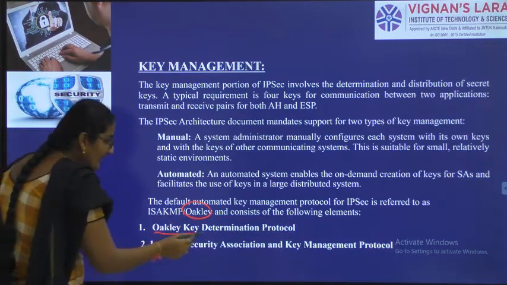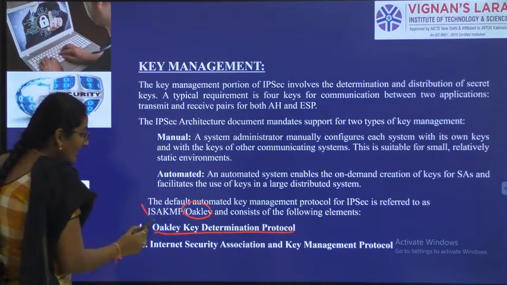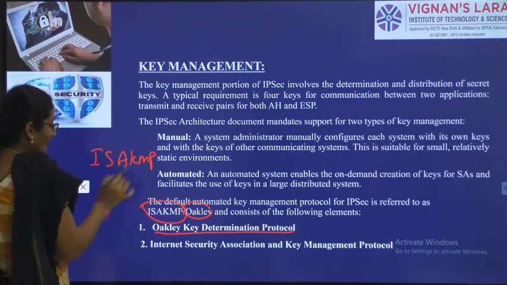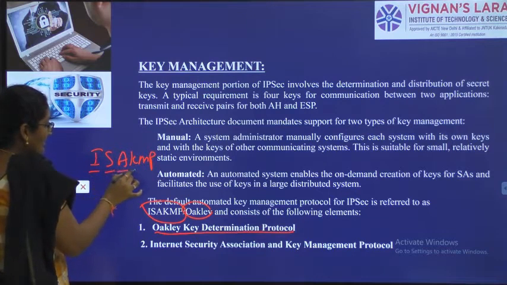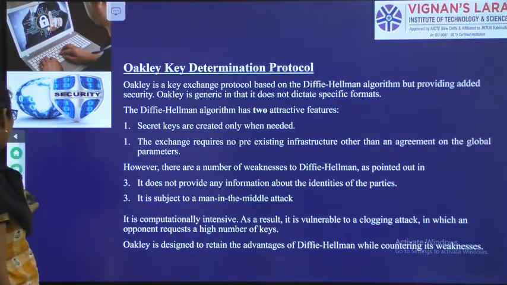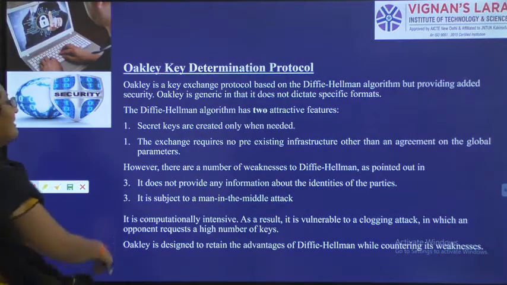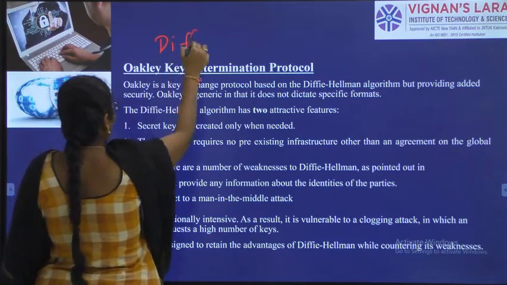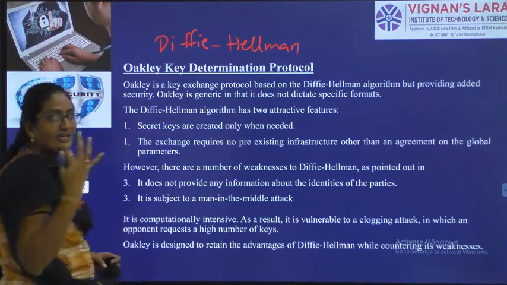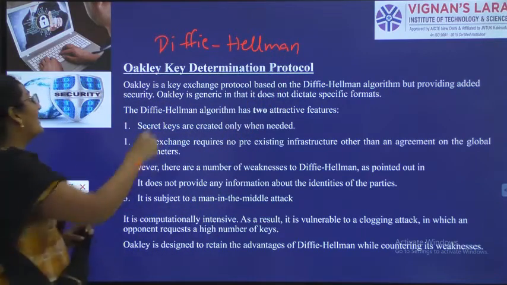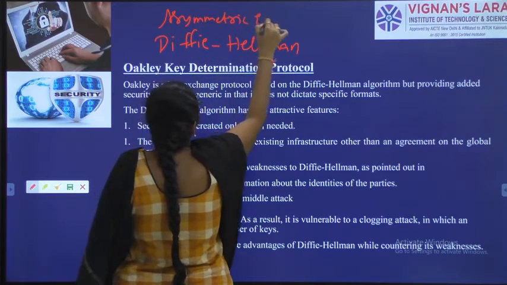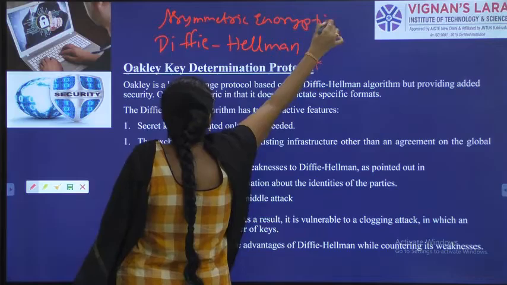So see here, we already spoke about authentication header. We already spoke about encapsulating security payload. Third one is internet key exchange. That internet key exchange is used for security association and key management. So for key management we have two different types of protocols. One is Oakley, the Oakley key determination protocol. Second one is ISAKMP, Internet Security Association and Key Management Protocol.